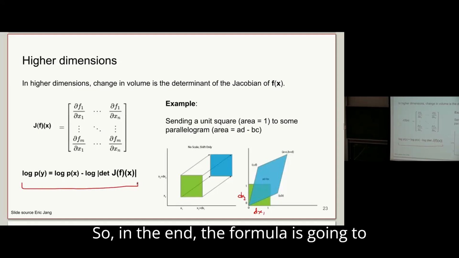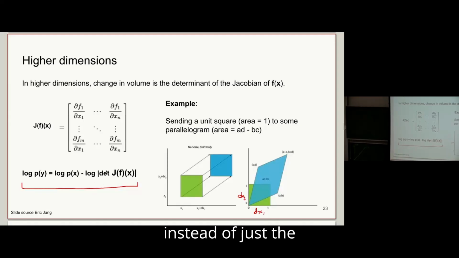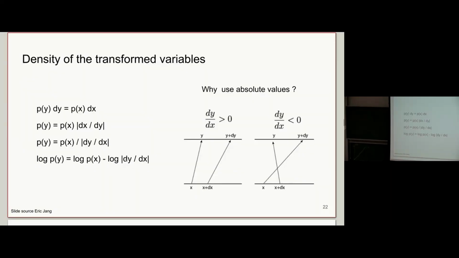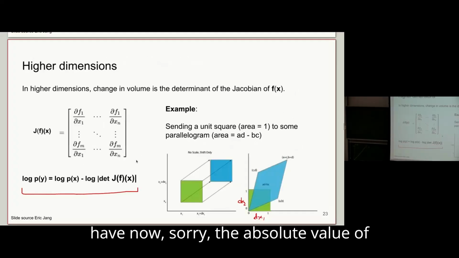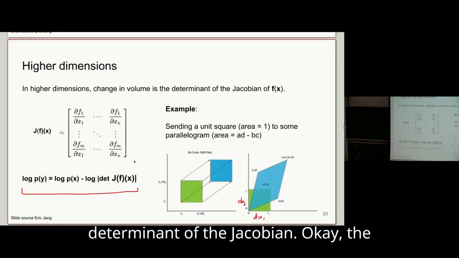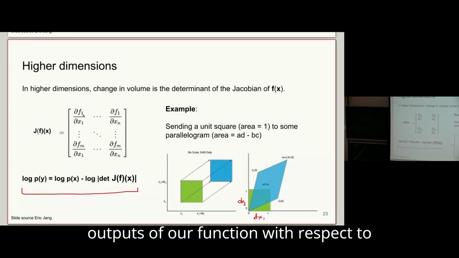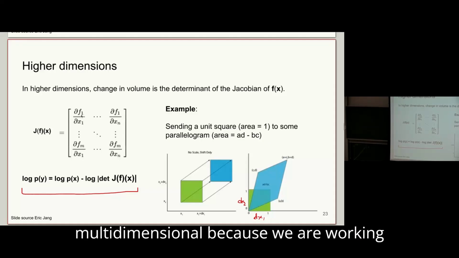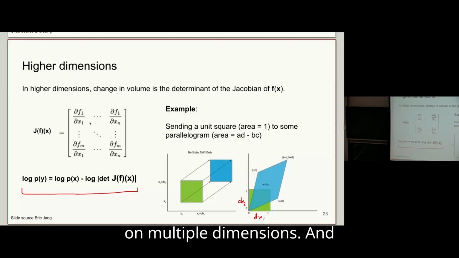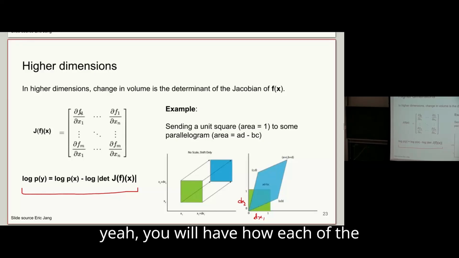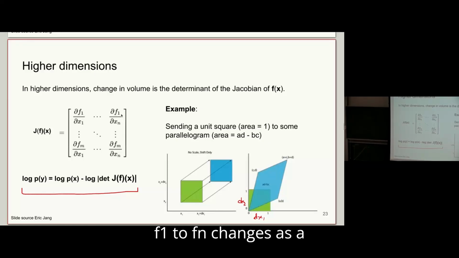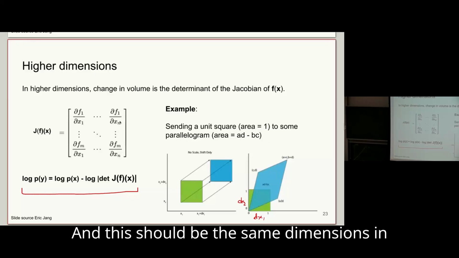So in the end, the formula is going to be more or less the same as before, but instead of the absolute value of the derivative, you will now have the determinant of the Jacobian. The Jacobian is just the derivative of the outputs of our function with respect to the inputs. The function is now multidimensional because we are working in multiple dimensions, so you will have how each of the dimensions in the output of the function, f1 to fm, changes as a function of the inputs x1 to xm. It should be the same dimensions in input and output.